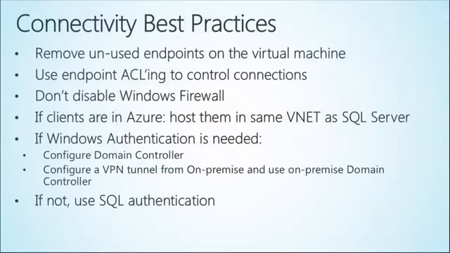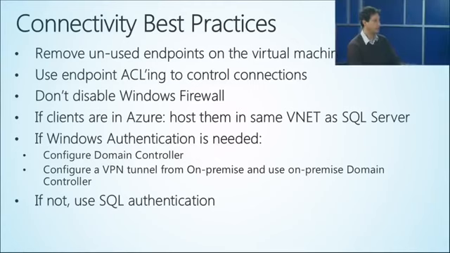Let's talk about connectivity, some of the best practices. If you don't use some of the endpoints, you probably want to remove them. Again, this is just general security best practice. If you're not using some ports, for example, just close them, and you can do that when you provision the machines through the portal. There is a capability called endpoint ACLing, so you can specify which IP addresses or subnets can connect to specific endpoints. So you can control access to those endpoints. Obviously, don't disable Windows Firewall. Windows Firewall is enabled by default. Don't disable it. You can always open the specific ports that you need.